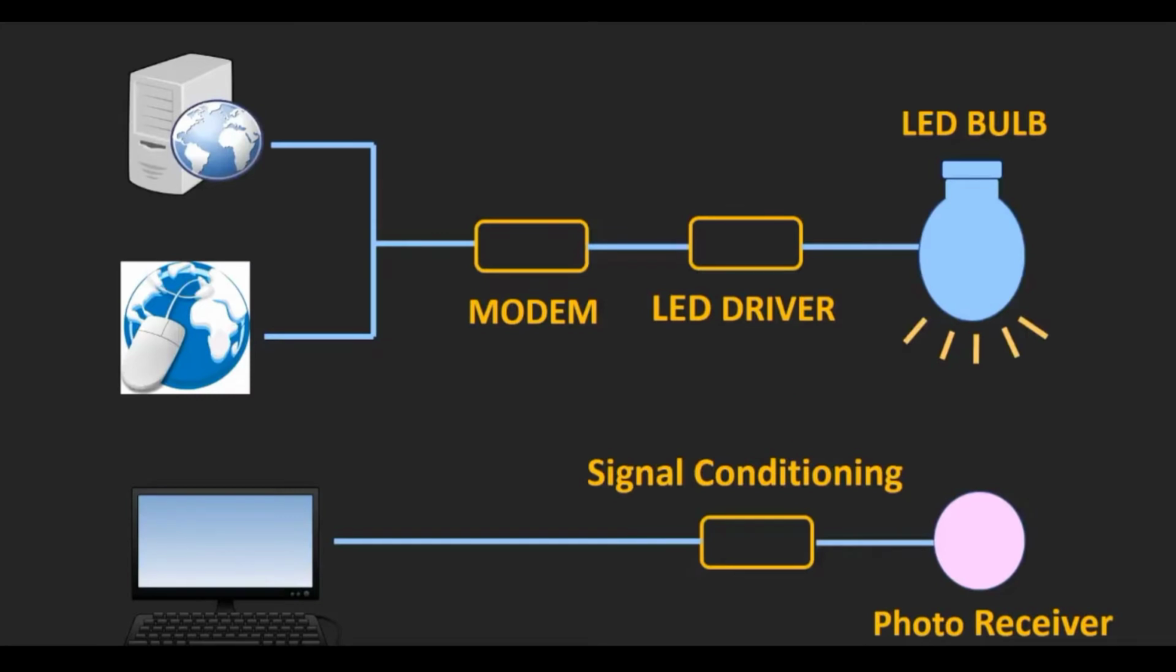Now let us see the schematic of the Li-Fi transmitter and receiver system. As you can see, the data coming from the web server or the internet first goes to the modem, which provides the necessary modulation to the incoming data stream. Then this modulated data is fed to the LED driver, which changes the driving current for the LED bulb according to the incoming streaming data. At the receiver, the received optical data is first converted into an electrical signal using a photoreceiver or a photodiode. After signal conditioning, this data is fed into the computer or laptop.